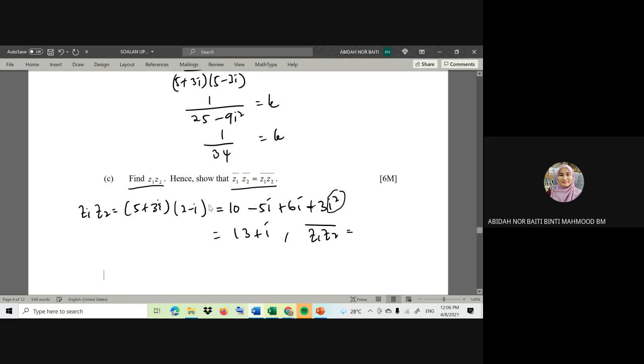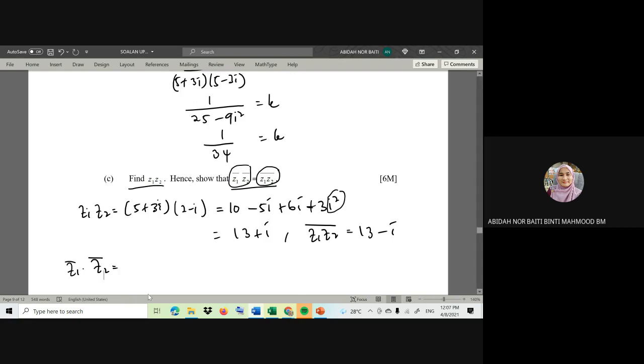What's your Z1, Z2 bar? 13 minus i. Okay, 13 minus i. Ini yang belah kanan ni. Here? Mana? Tu kena buatlah Z1 bar times Z2 bar. Okay, and then kita tengok nanti sama tak?